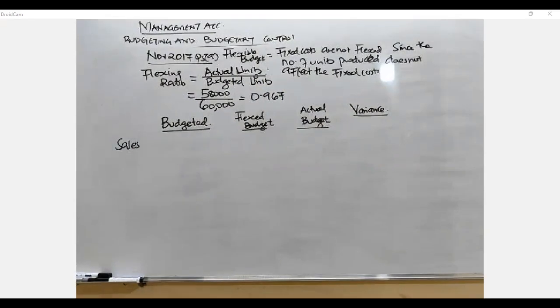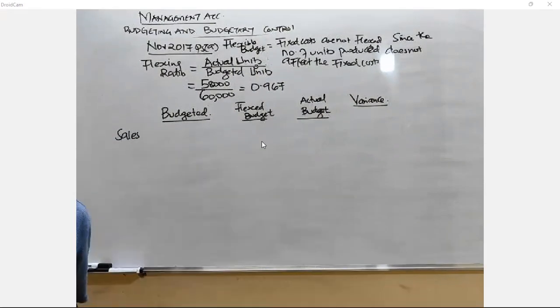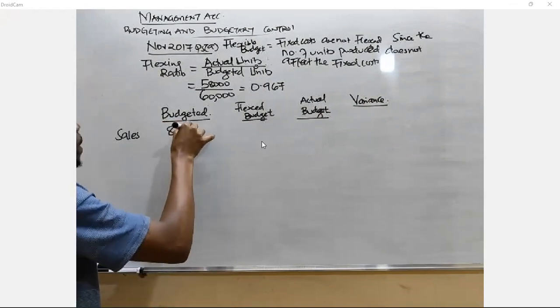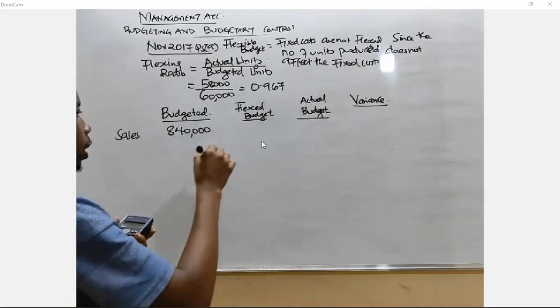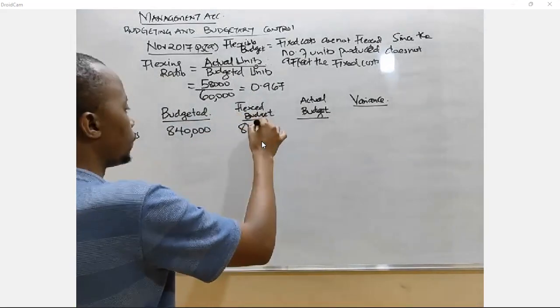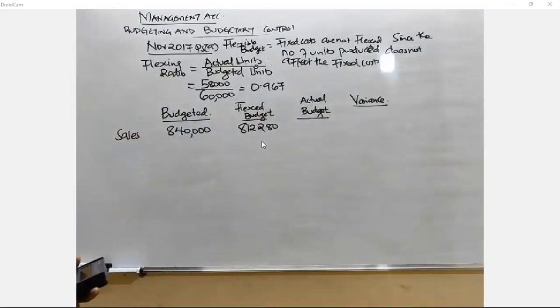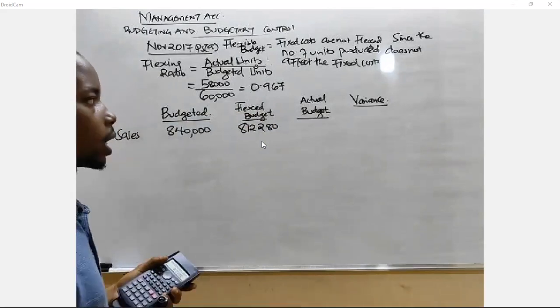Let me see. The sales which we are being given is 60,000, but we have the selling price per unit, right? Even the sales are already given. So the budgeted sales are 840,000. If you want to get the flex budget, you multiply 840,000 by 0.967. We are getting 812,280. What about the actual? When you look at the actual sales, they are 823,600.